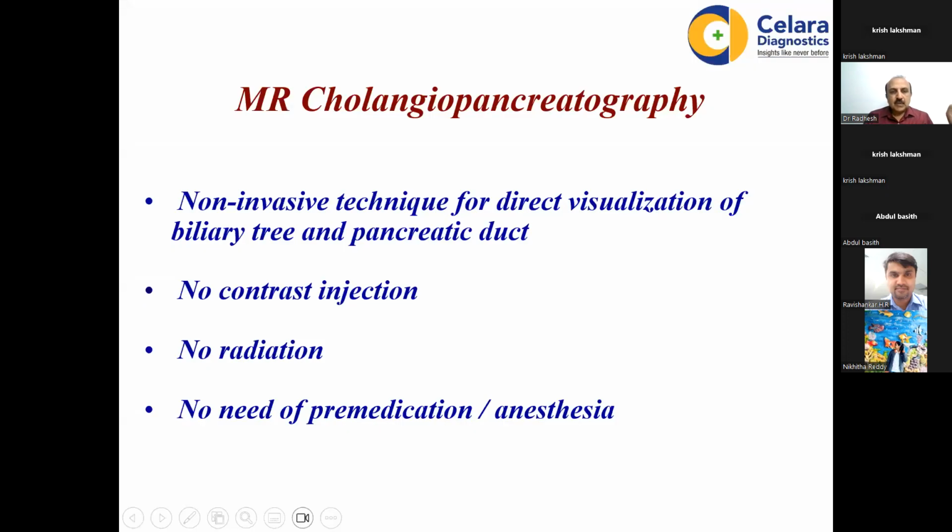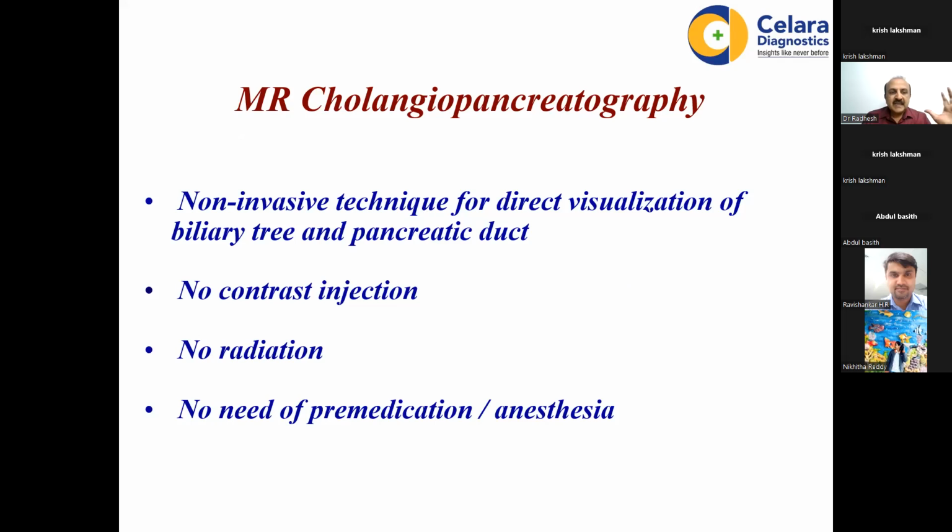Now, today let's look at MRCP. What is MRCP? MRCP stands for MR cholangiopancreatography. We just don't look at the intrahepatic biliary radicals, common hepatic duct, common bile duct, and the cystic duct, but we also look at the pancreatic duct, its side branches, and so on. So basically, it's a non-invasive technique, meaning we do not inject any contrast when we do MRCP or MR cholangiopancreatography.